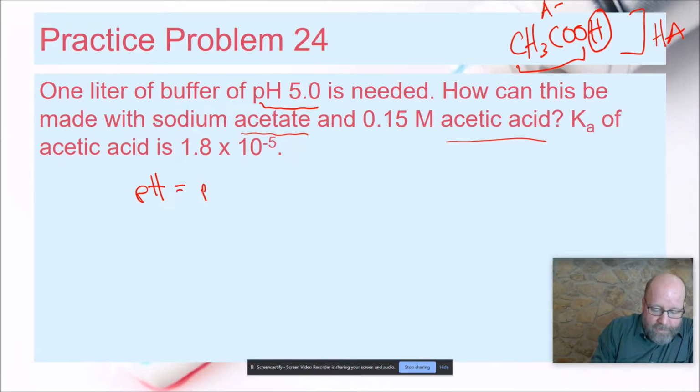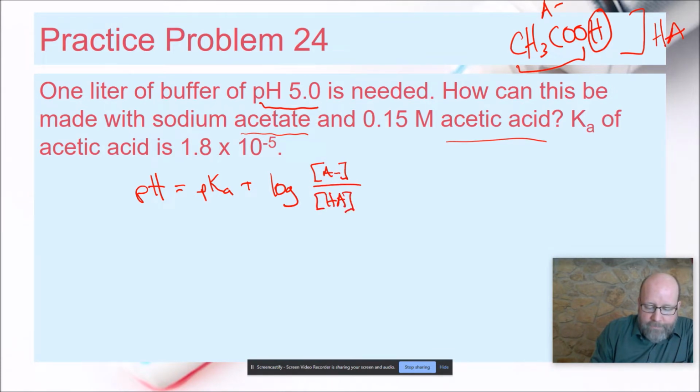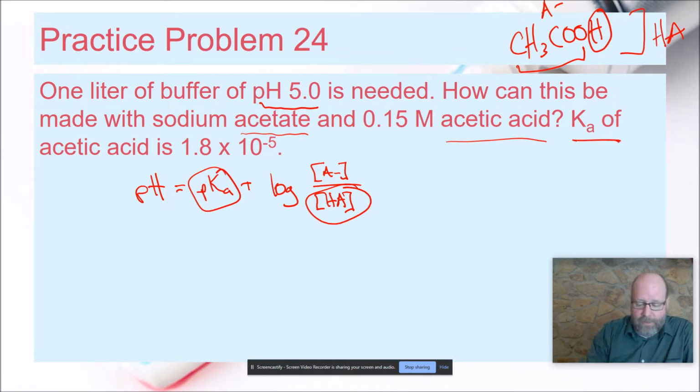pH equals pKa plus the log of the concentration of the conjugate base over the concentration of our acid. Well, we can calculate this, right? We have Ka, but we can calculate pKa. What's that little p mean? Do you remember? It's the negative log, right? The negative log of Ka is going to be equal to pKa. That's what pKa means. So in this case, we can find that.